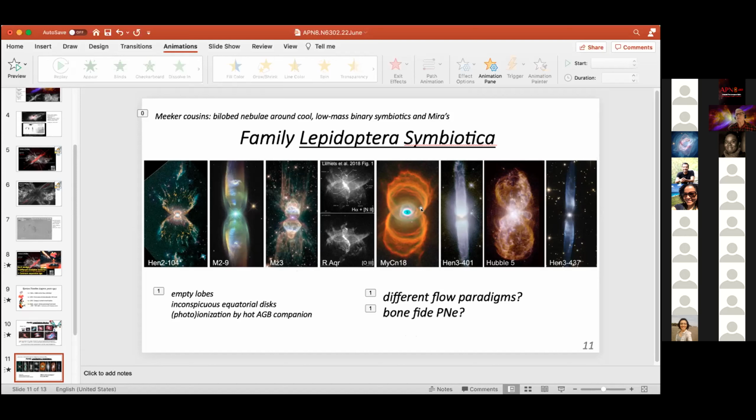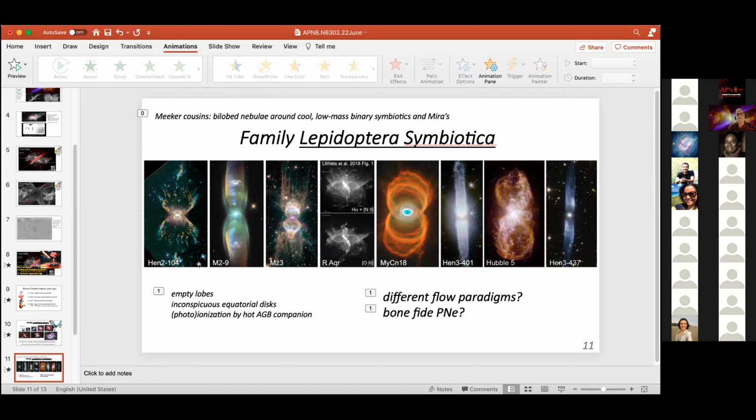And in fact, there's a question, at least in this case, where the ionization structure is reversed, and I refer you to my poster, which I'll talk about soon. This may not fulfill the definition of a planetary nebula.